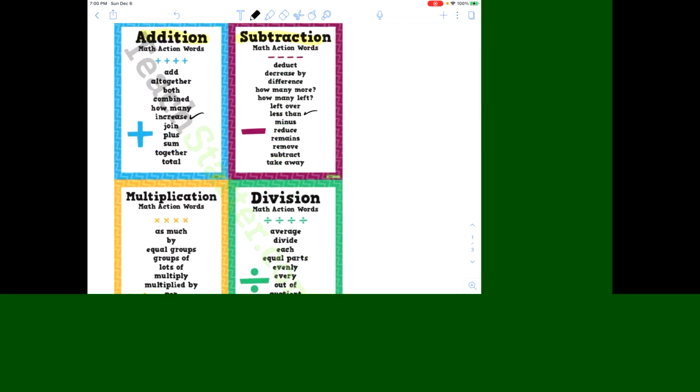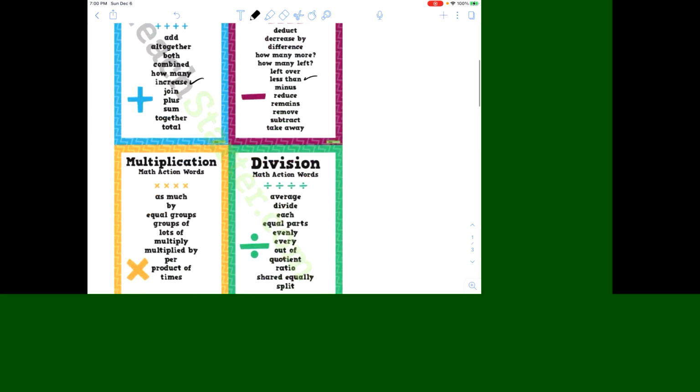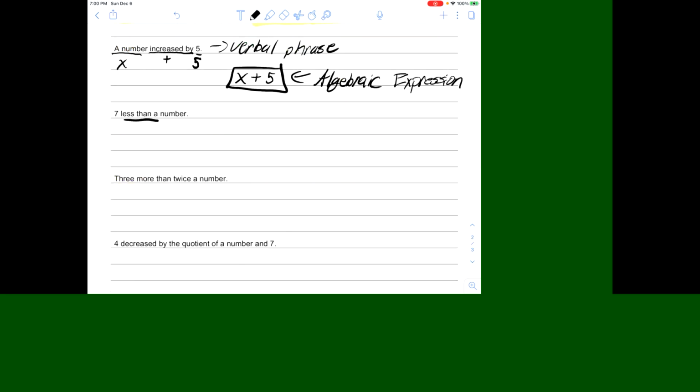So less than, if I look up here, less than is a word that means subtraction. So I'm going to have a subtraction. I see the number 7, so there'll be a 7. And I see where it says a number, which will be X. So I'm going to have a 7, a subtraction, and an X. And I want to think about which number here is the bigger value.